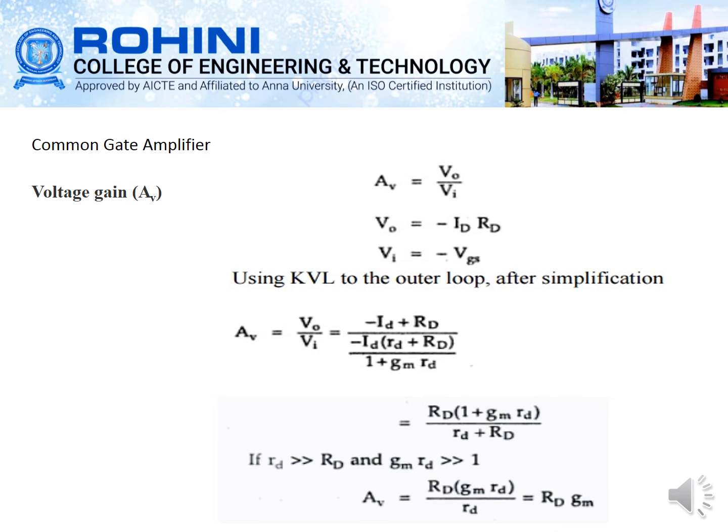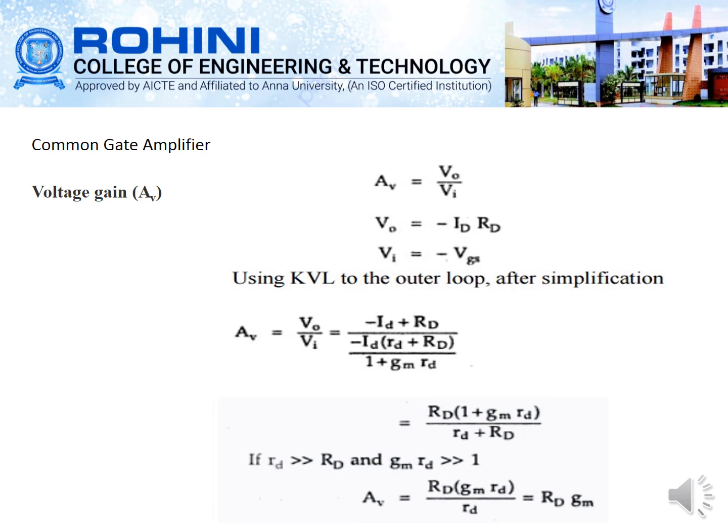Next, the voltage gain. You know that AV is equal to V0 by VI. V0 is equal to minus ID into RD. According to Ohm's law, we write V is equal to I into R. So the output voltage you can write as ID into RD. In this equation, we are writing the output voltage as well as the input voltage. The input voltage we write as VI is equal to minus VGS.